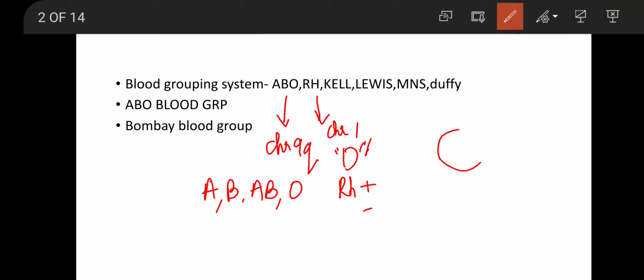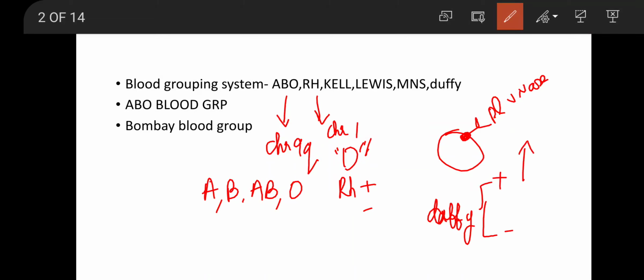Then Duffy antigen. Duffy antigen is actually a receptor for Plasmodium vivax infection. So if a person is Duffy positive, then he has an increased chance of infection with Plasmodium vivax. If it is negative, then he is resistant to infection. He will not be affected. Next we have to learn about ABO in detail and what is Bombay blood grouping.